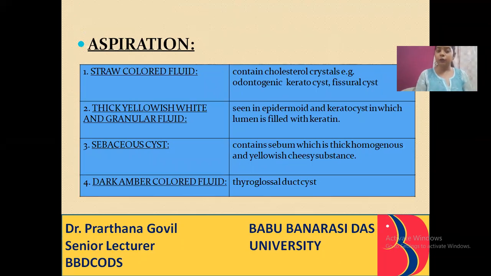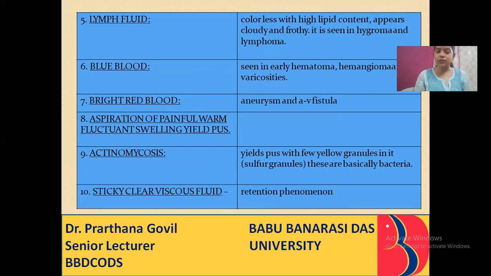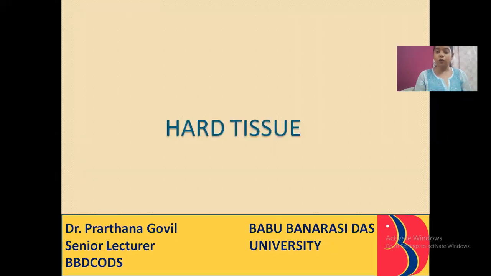You need to see what color fluid is coming. Straw colored fluid contains cholesterol crystals, like odontogenic keratocyst. Thick yellow, fishy white, and granular fluid suggests epidermoid cyst. A sebaceous cyst contains sebum, which is a thick, homogeneous, yellowish cheesy substance. Dark amber colored fluid suggests a thyroglossal duct cyst. Lymph is colorless with high lipid content. If blue blood is seen, it can be a hematoma or hemangioma. If bright blood is seen, it can be an aneurysm or AV fistula. In actinomycosis, you will yield pus with yellow granules. If sticky, clear, viscous fluid is there, it can be a retention phenomenon.